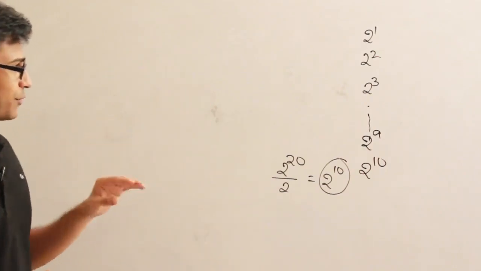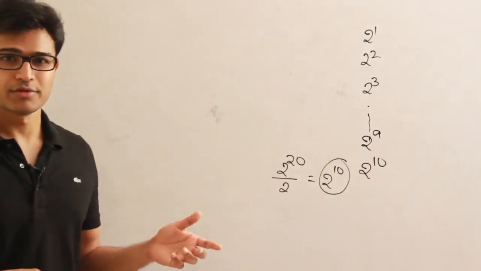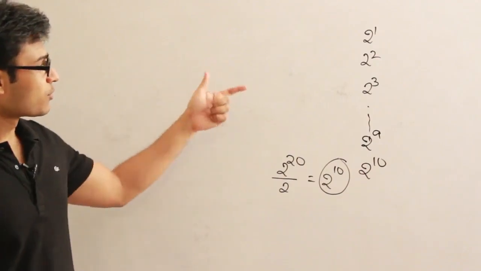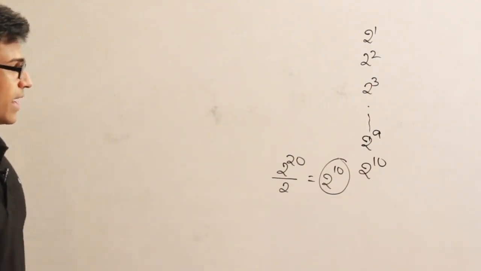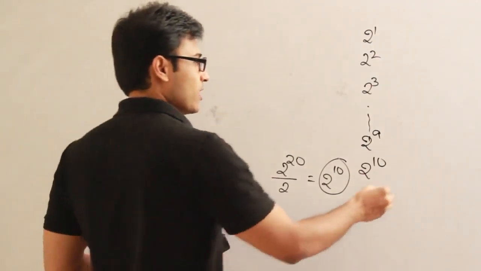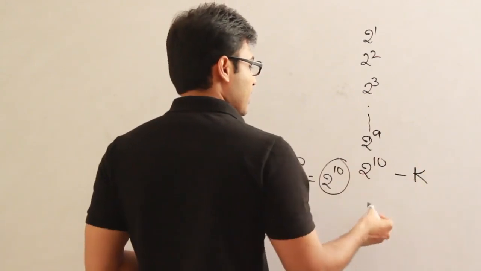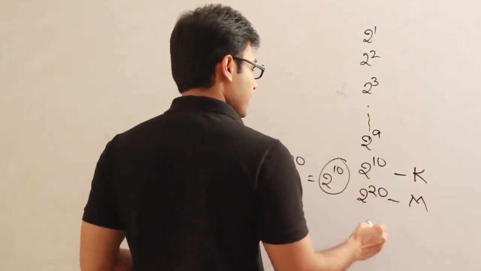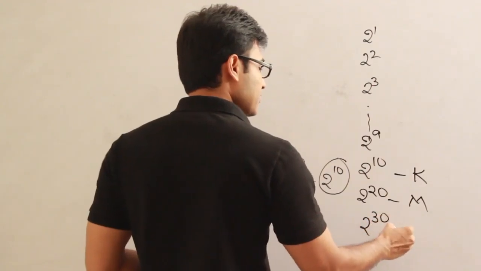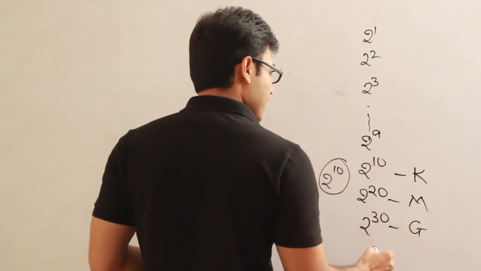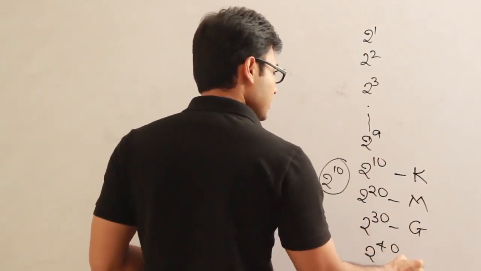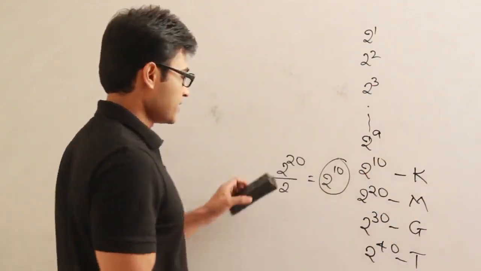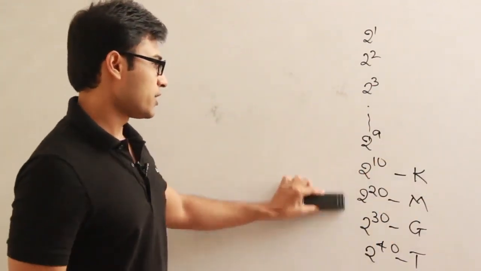In computer science, everything is about powers of 2, right? It is 2 power 1, 2 power 2, 2 power 3, so on, 2 power 9, and then 2 power 10 we call kilo, K, and 2 power 20 is called mega, M, and 2 power 30 is called giga, and 2 power 40 is called tera. Just remember these numbers, and the conversion should be very straightforward.